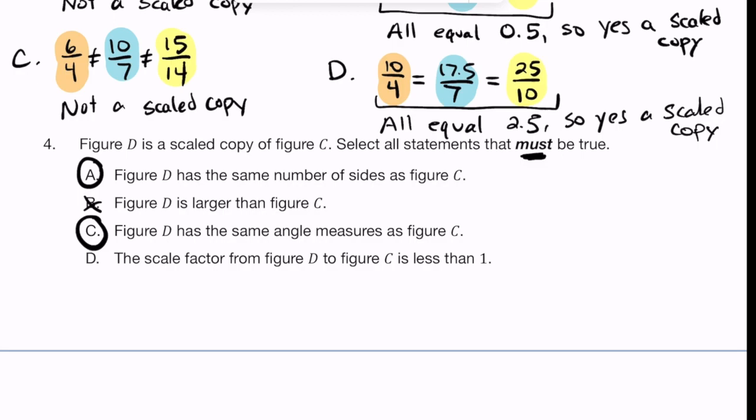And then D, the scale factor from figure D to figure C is less than 1. That does not have to be the case. It can be the case. That will make our scaled copy smaller, but it doesn't have to be the case.